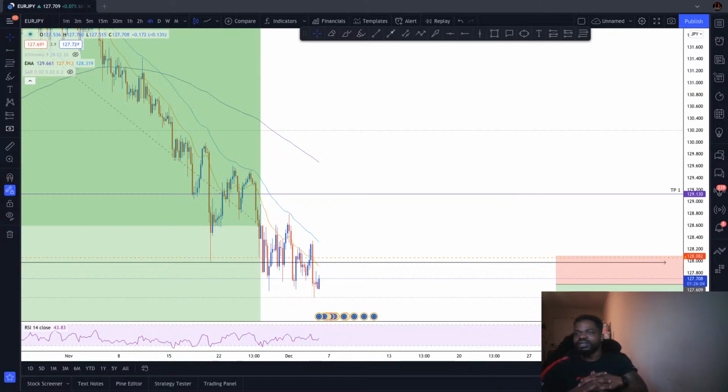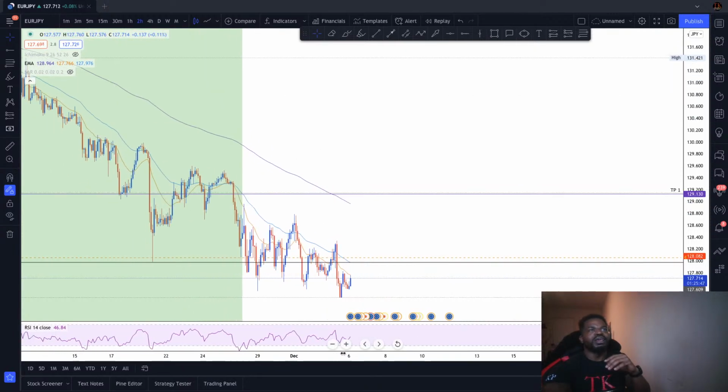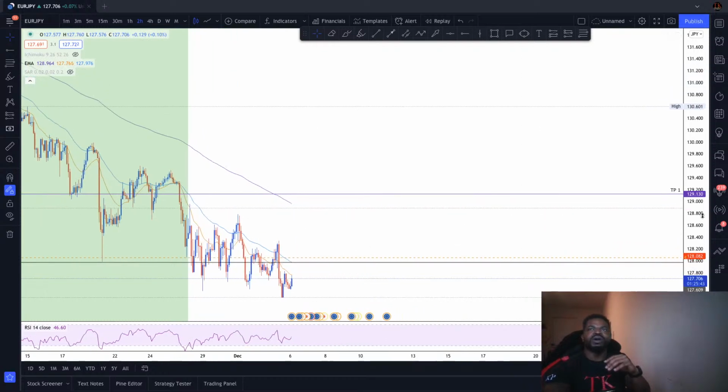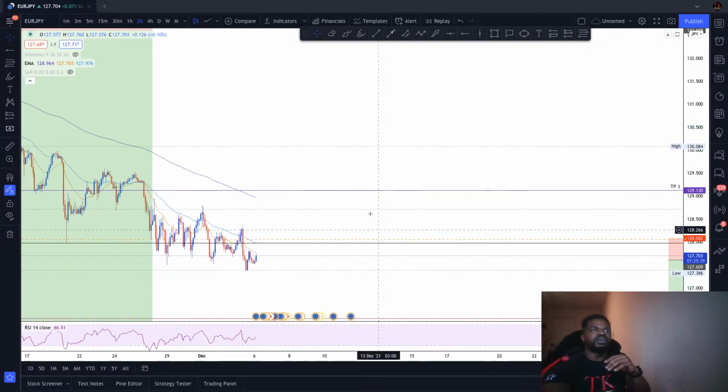Euro JPY. This is one of the trades that we looked at earlier. We entered in the sale. As of right now, price pulled back to retest the 20-day EMA. So let's see how price responds here, and if it will stay below the structural level here.